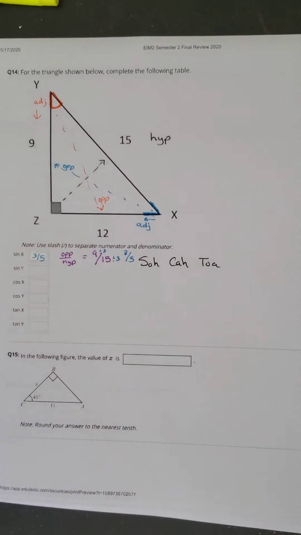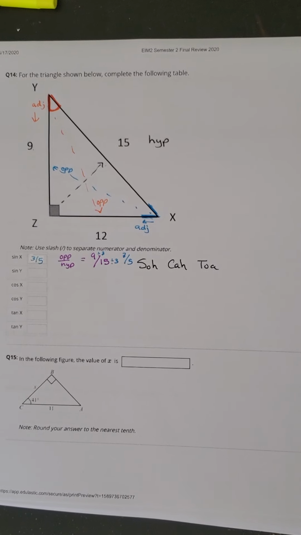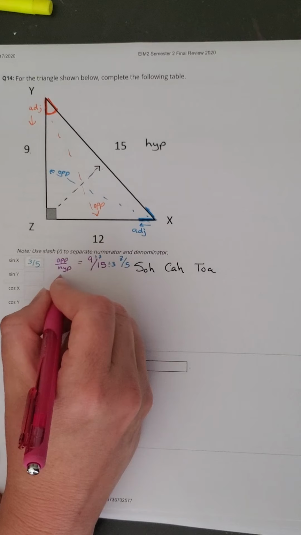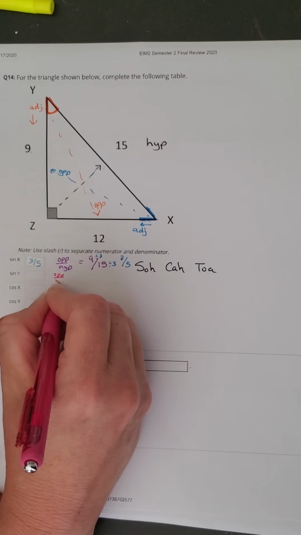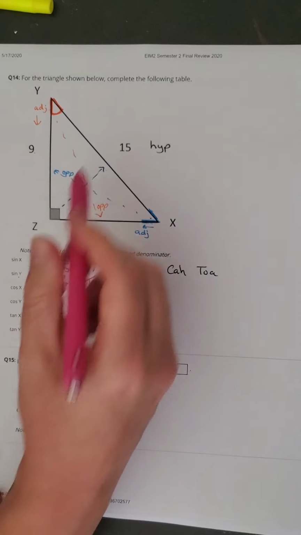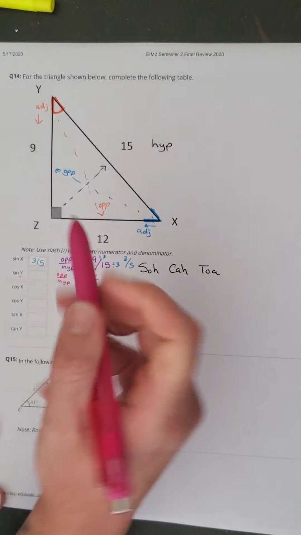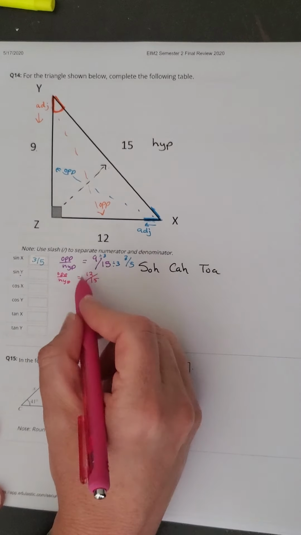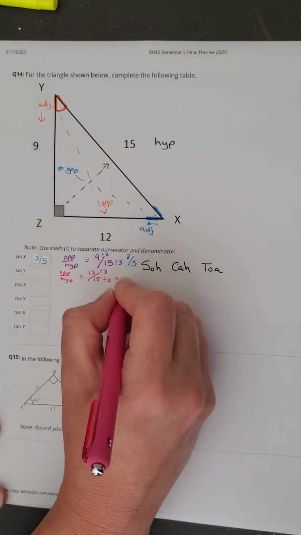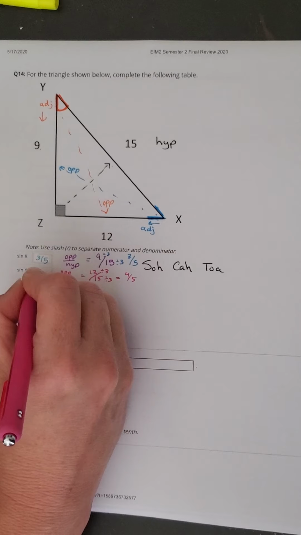It could ask you to simplify or not. So it might ask for 9 over 15. It might ask you for 3 over 5. Okay, next one. Sine, again, is still opposite over hypotenuse. In this case, if we're at angle Y, opposite is over here at 12. And these still divide by 3. And so this is the same thing as 4 over 5.